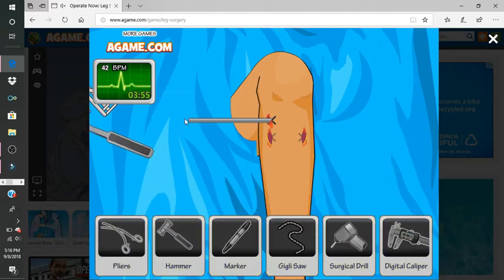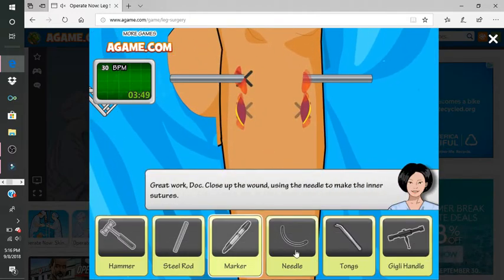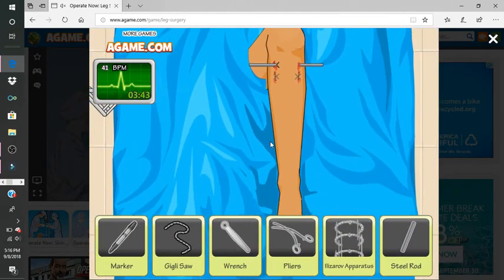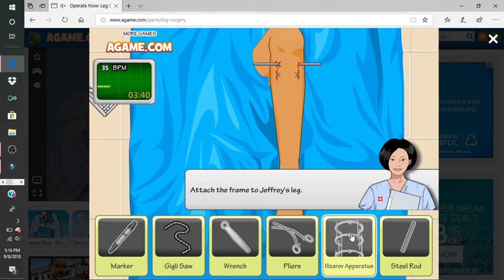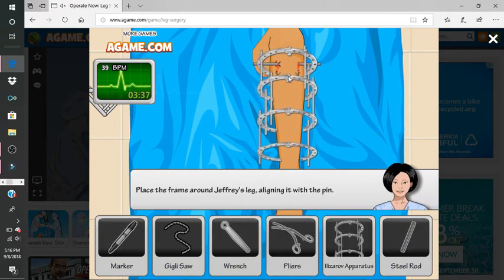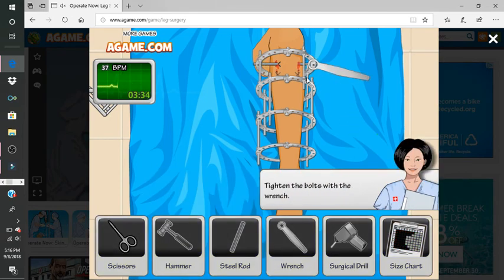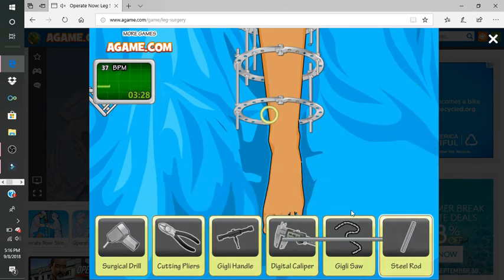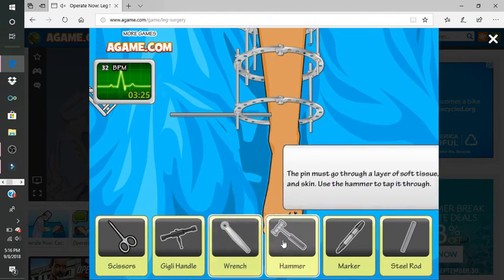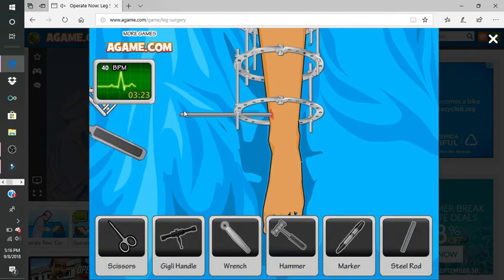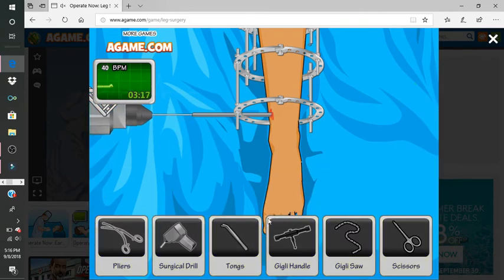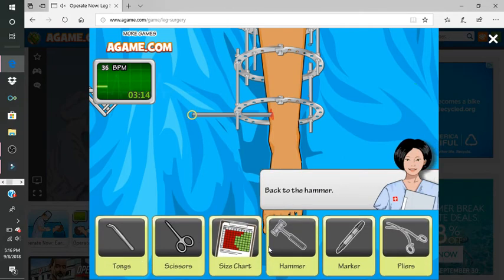Hammer. Alright, we need the needle. Like I said, when you're timed, I do this a lot. Alright, so we're going to need this. Wrench. Pin. I did. Alright, hammer. Surgical drill. Which means we're probably going to need the hammer again. Yep.